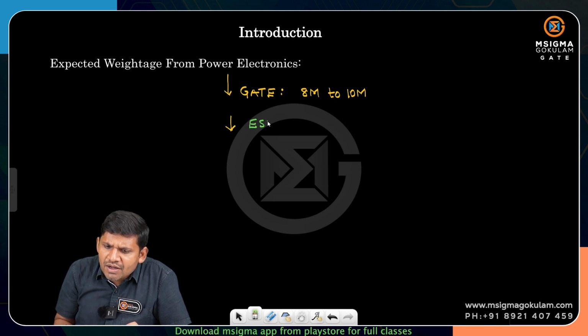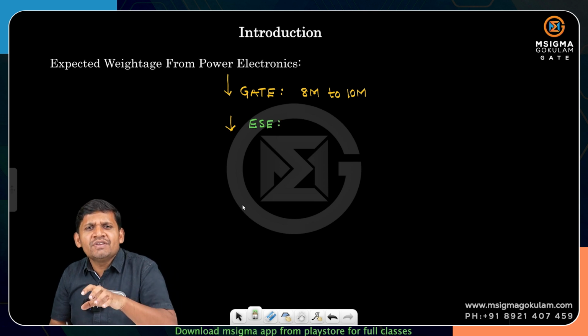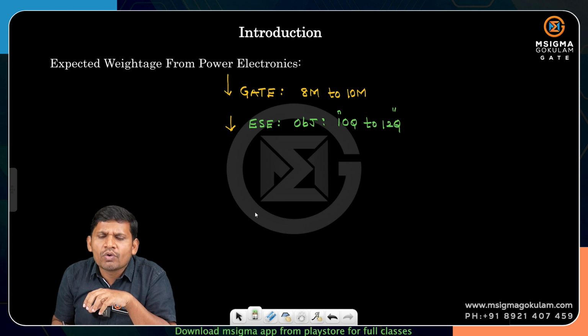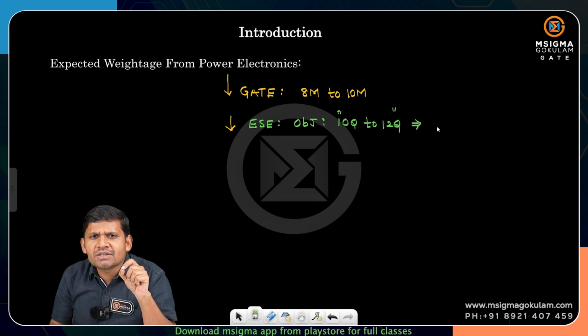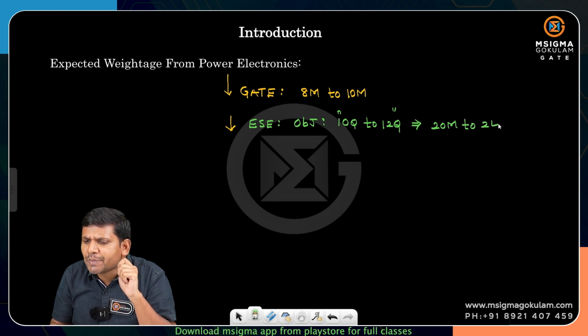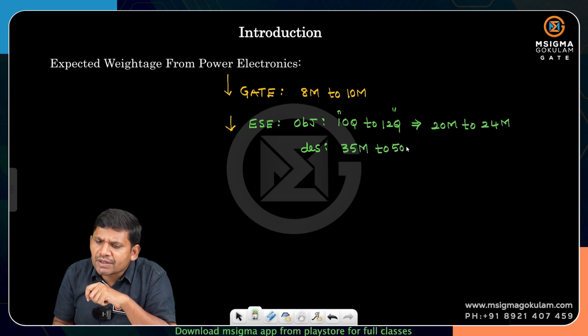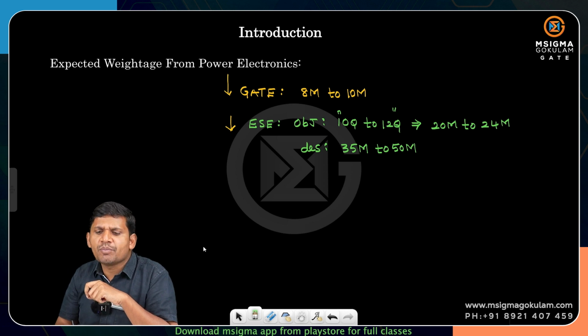For the engineering services exam, both an objective and a descriptive exam are there. For the objective paper, we can expect 10 to 12 questions. Greater than 12 is also possible, but on average 10 to 12 questions. Each question carries 2 marks, so 20 to 24 marks objective. For the descriptive paper, we can expect 35 to 50 marks, friends. I am telling you the average. This is the expected weightage for the ESE point of view.